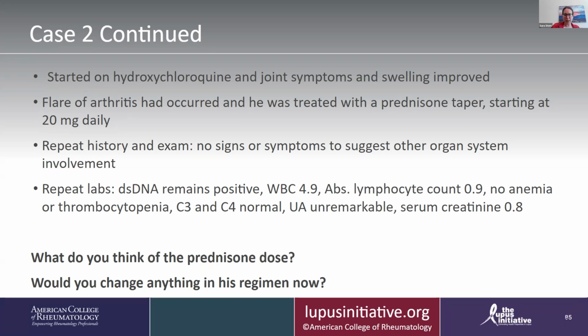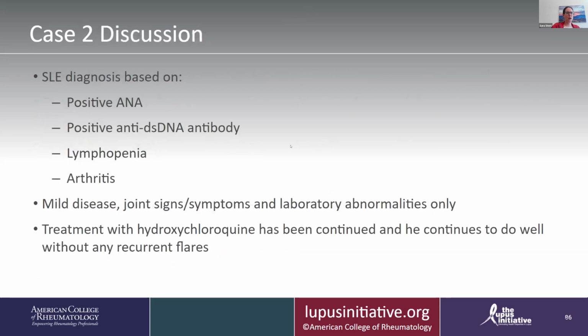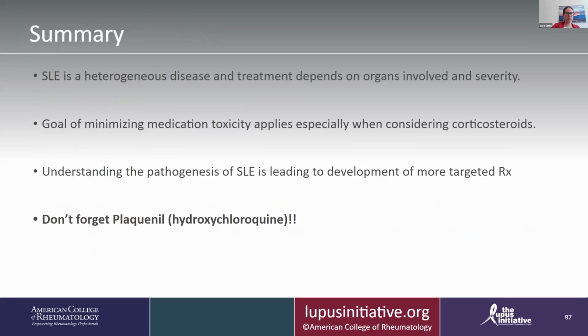On his repeat labs, he has a white count of 4.9, an absolute lymphocyte count of 900. Remember, some of our medicines, once you start them, cause a low lymphocyte count. No anemia or thrombocytopenia. The C3 and C4 are normal. The UA and the creatinine are normal. So in this case, we diagnose lupus based on the ANA, the double-stranded DNA, lymphopenia, and arthritis. They have mild disease, and we talked about the treatment.